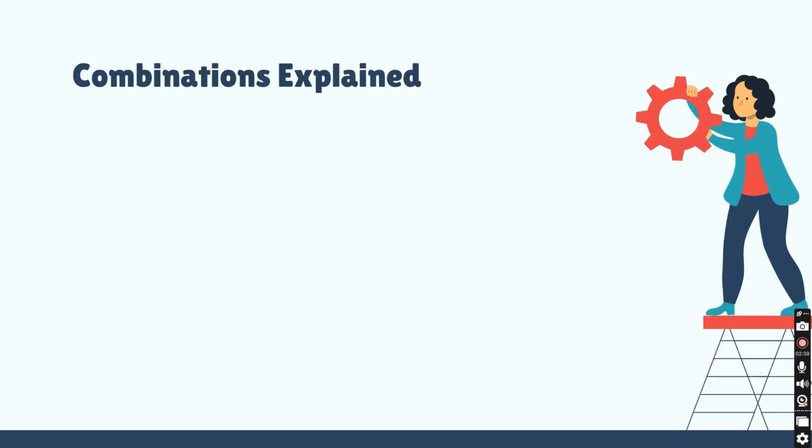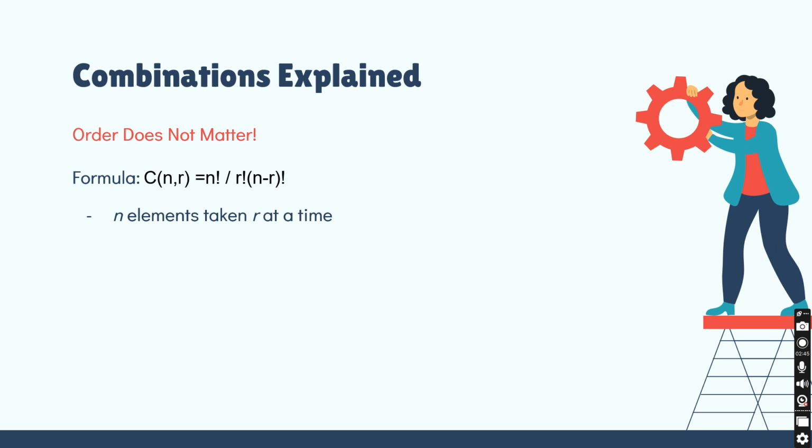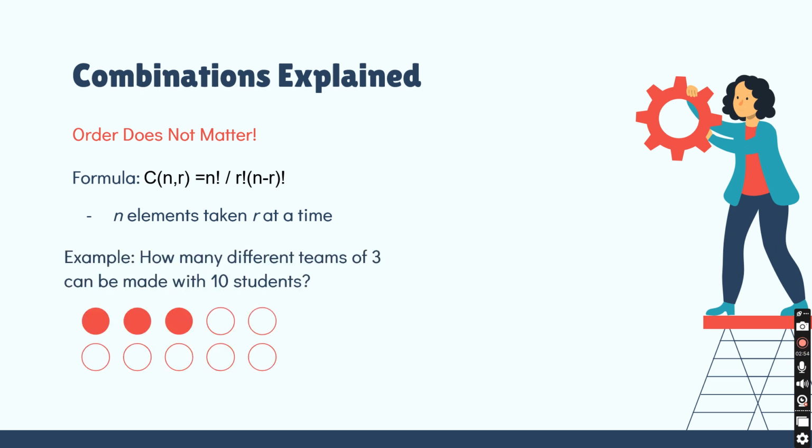Combinations, on the other hand, are used when the order of selection does not matter. The formula can be illustrated by this. Here, n is the total number of objects and r is the number being chosen. For instance, how many different teams of 3 can be made with 10 students?